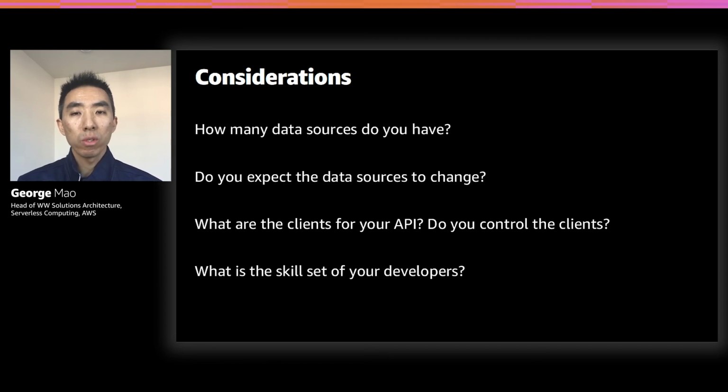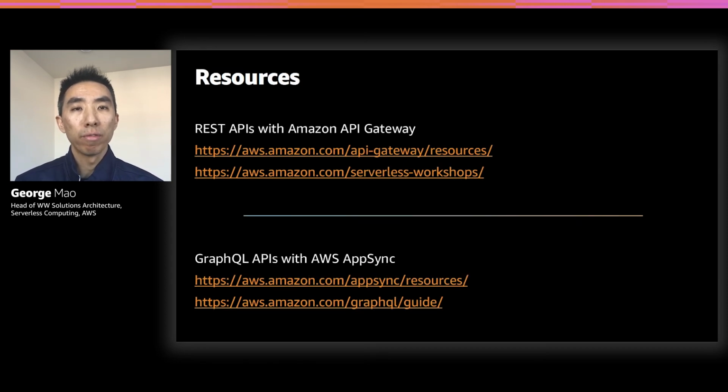So we have a lot of resources. I want to leave you with 4 different links that you can use to get started. On the top is REST APIs and how you can get started. There are a couple of different workshops that you might want to jump through to get some hands-on experience with API Gateway. And then on the bottom is GraphQL APIs. You can use these links and the Starter Developer Guide to help you get started with GraphQL.